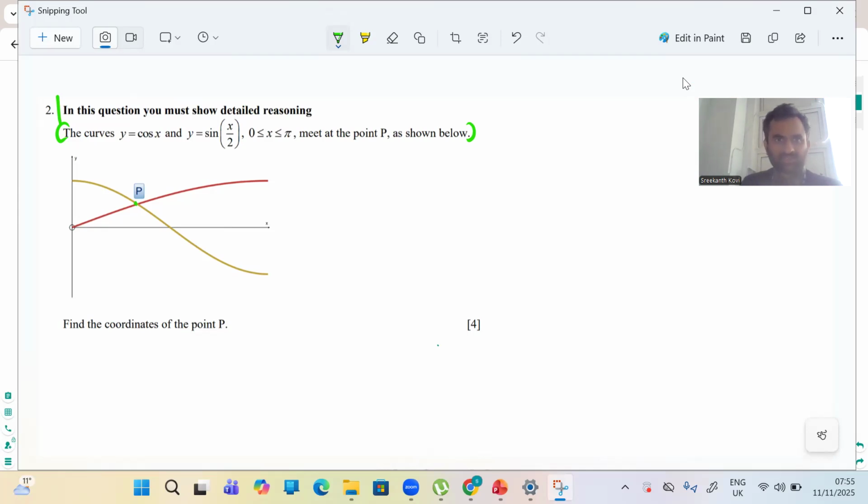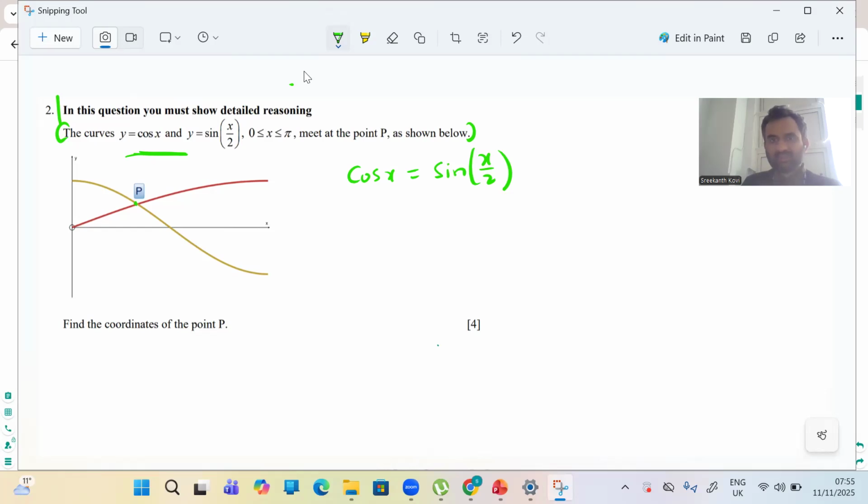When you look at the question, two curves are given, y equal to cos x and y equal to sin x divided by 2. We know that whenever you have two equations, we equate the right-hand parts because both of them are equal to y. So I would say cos x is equal to sin x divided by 2. This part, I think everyone will do.